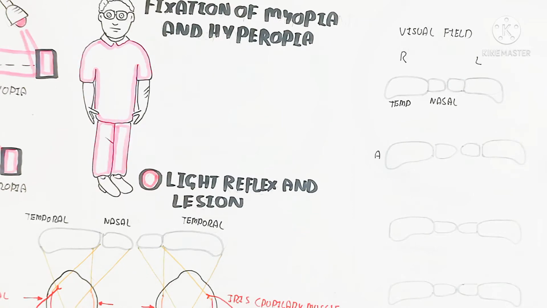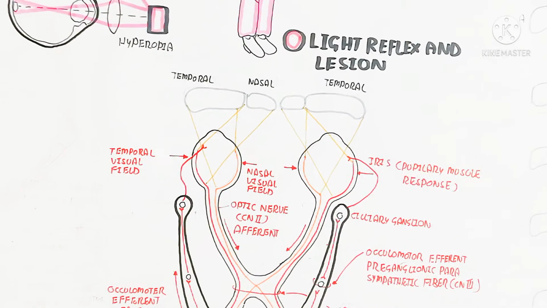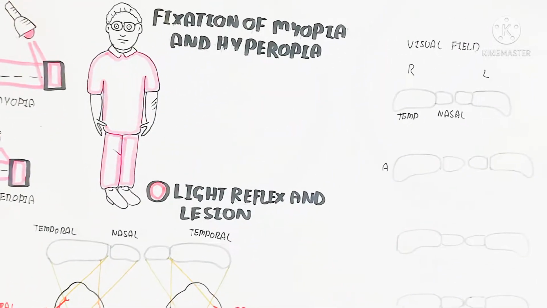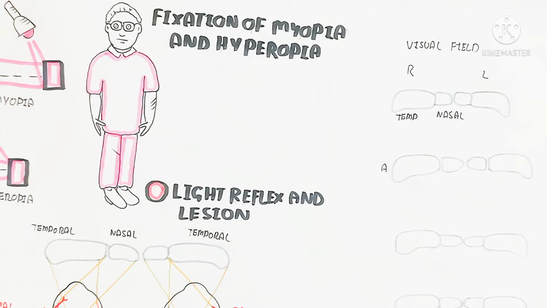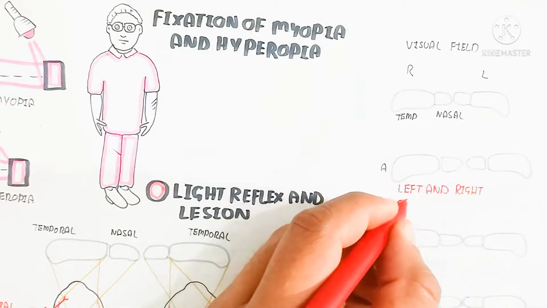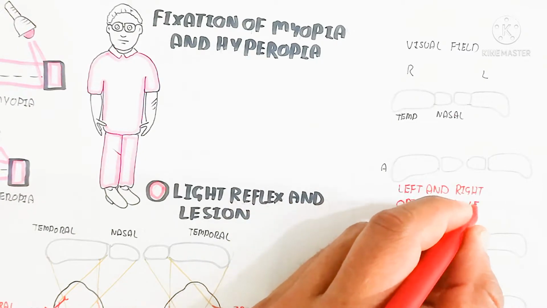So here is the visual field, which is normally temporal and nasal, which can be detected easily. And in this way here the lesion can occur on both sides of the optic nerve, which will lead to left and right optic nerve lesion and total blindness.